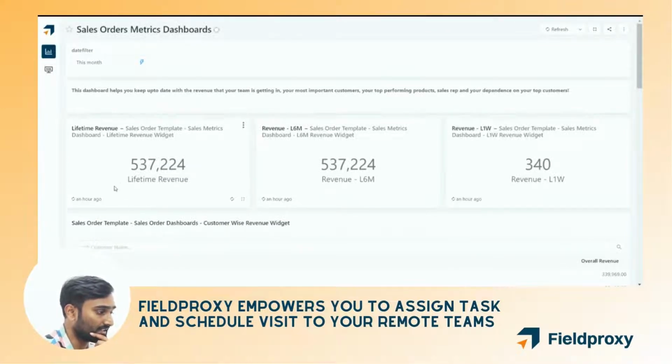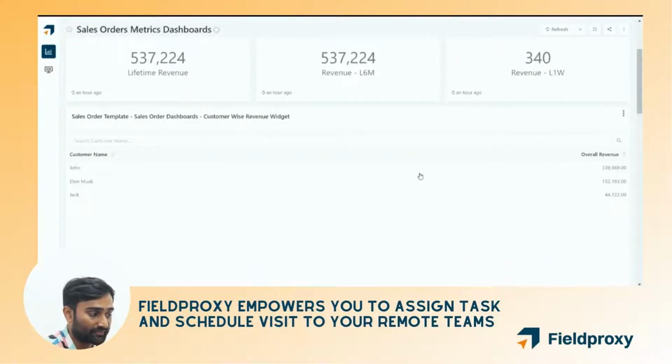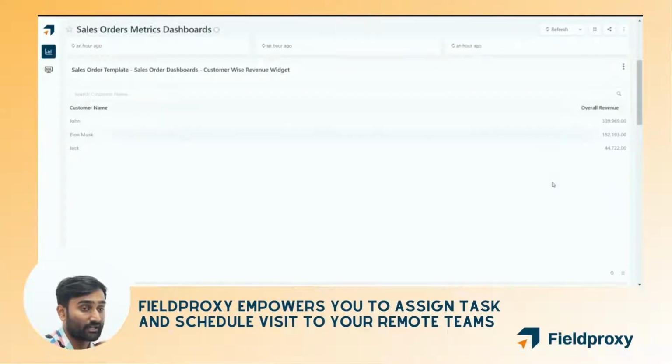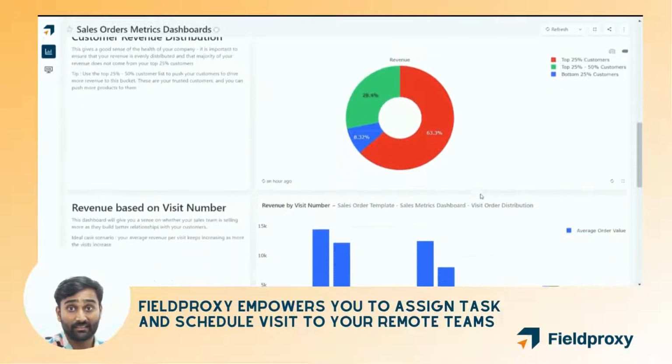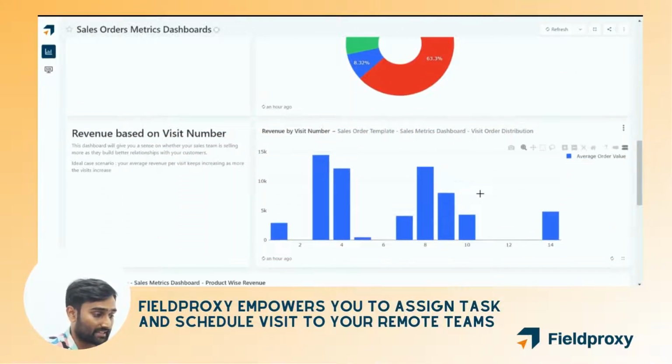This is a sales order matrix. You can see how much revenue so far is generated, and week-wise how much revenue is generated, and which agent is generating how much revenue is also tracked here. Going down, you can also see what percentage of your top customers are contributing to your revenue. Like, the top 25% are contributing close to 63% of your revenue. That is tracked here.